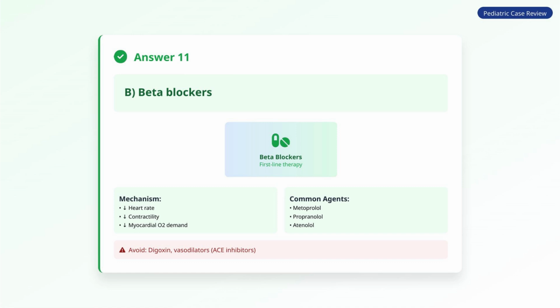Beta blockers reduce heart rate, contractility, and myocardial oxygen demand. Metoprolol, propranolol, and atenolol are commonly used. Non-dihydropyridine calcium channel blockers like verapamil are second-line options. Digoxin and vasodilators like ACE inhibitors should be avoided as they may worsen obstruction.